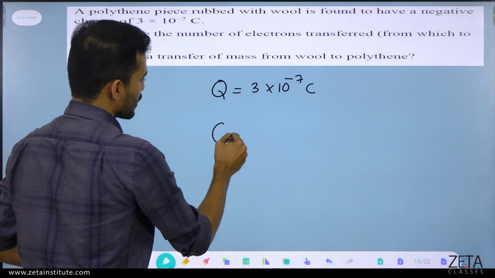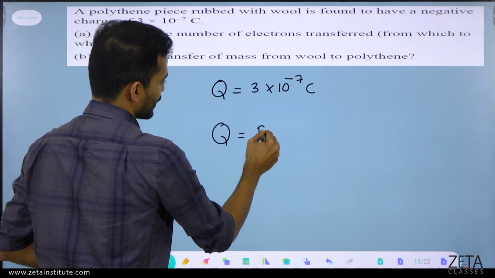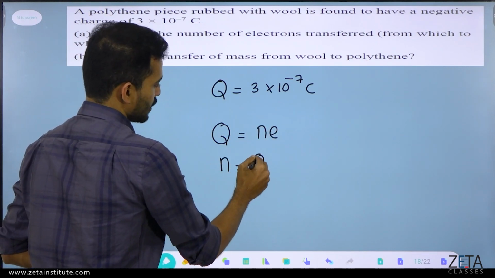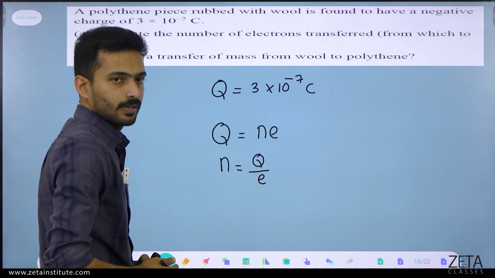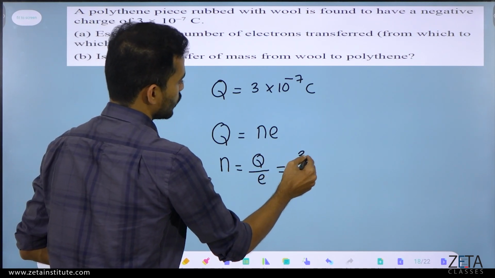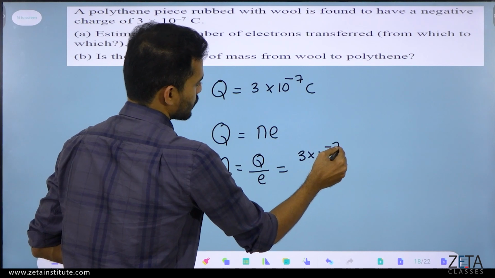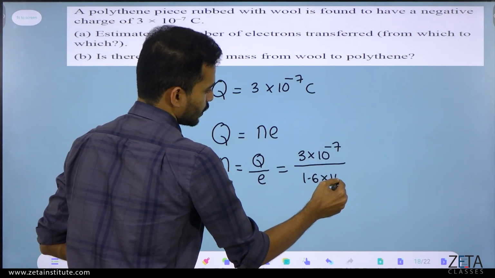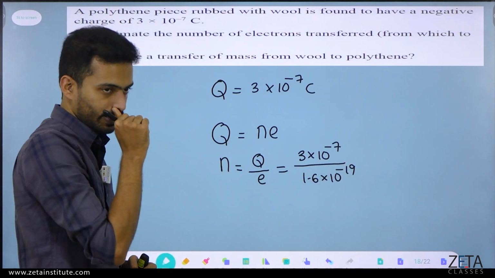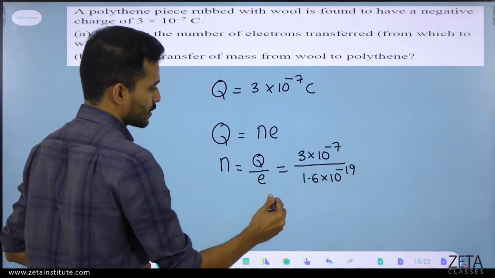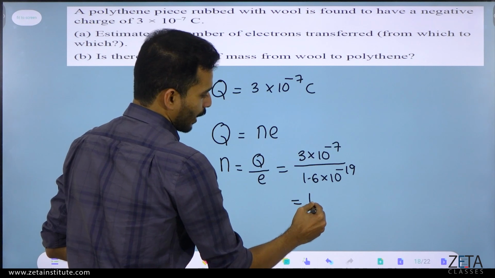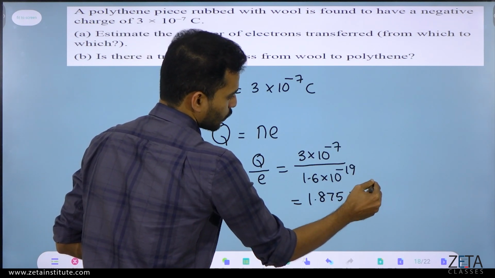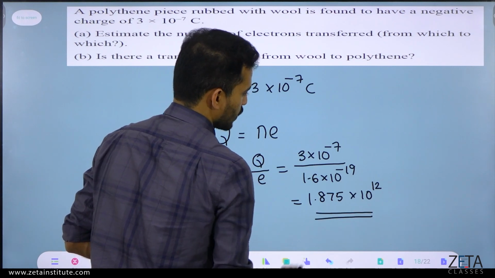We know that charge always exists as integral multiples of e. So what is n, the number of electrons? That is given by q by e. So what is the value of q? q is equal to 3 into 10 raised to minus 7 divided by e, which is 1.6 into 10 raised to minus 19. So what is 3 by 1.6? That is equal to 1.875 into 10 raised to 12 electrons.